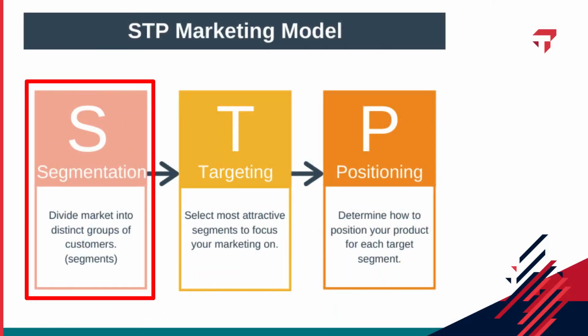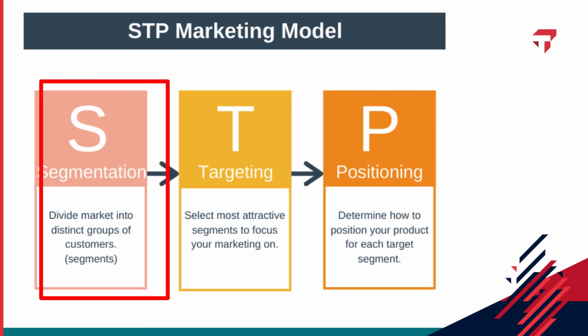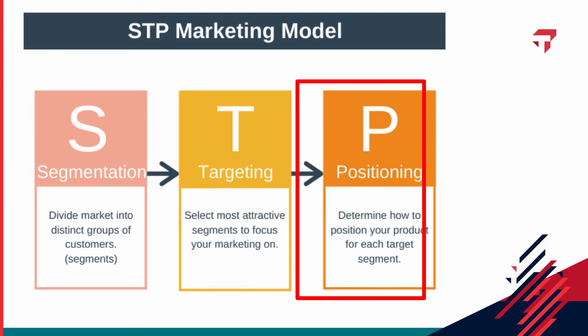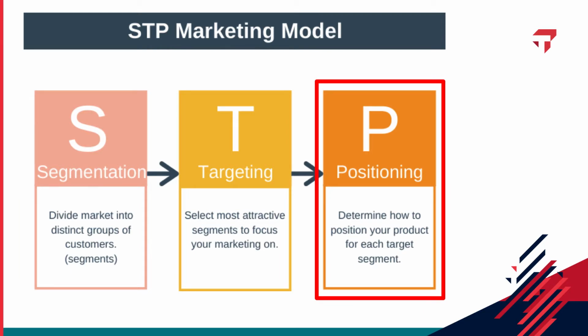So segmentation is the idea of dividing a market into distinct groups of customers or market segments. Targeting is then the selection of the most attractive segments to focus on in your marketing efforts, and then positioning is determining how you position your product within each of those target segments.